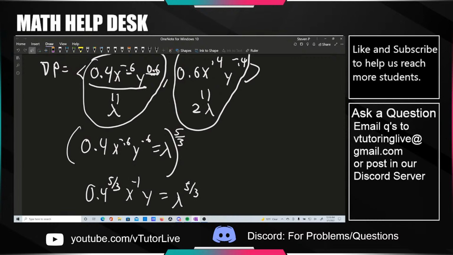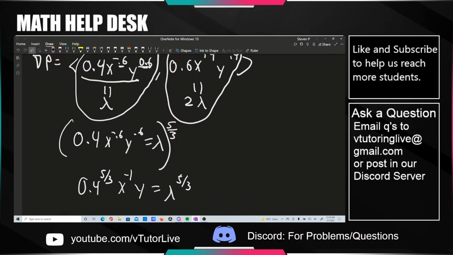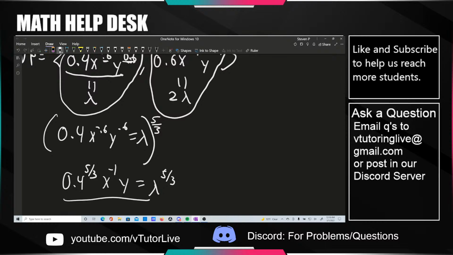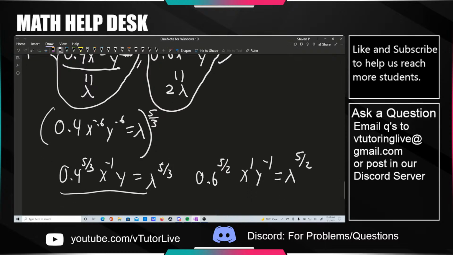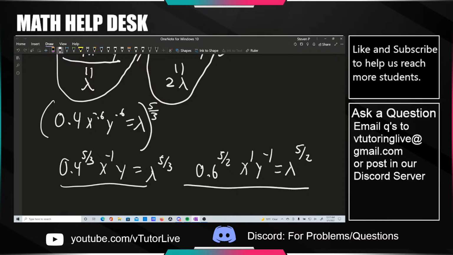Oh, in fact, just multiply them together, maybe, to solve for lambda. Because this is one equation, and the other equation is 0.6 to the, I guess you would have to raise it to the 5 halves power, x to the 1, y to the -1 is equal to lambda times 5/2. And then if you just multiply these two equations together, the x and the y just disappear, right? And maybe you can work with that, and that'll give you lambda. And once you have lambda, that should hopefully help you find something else.